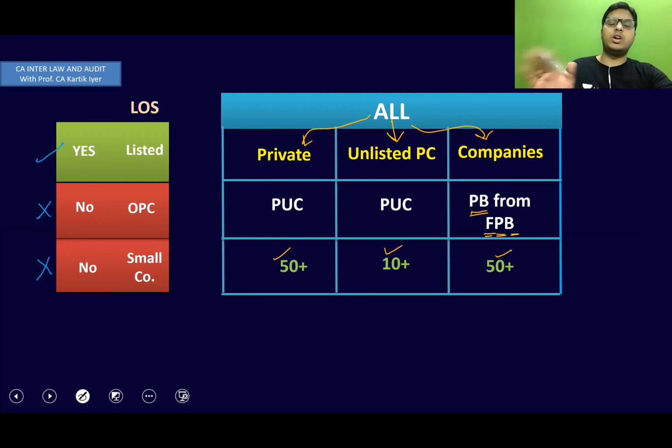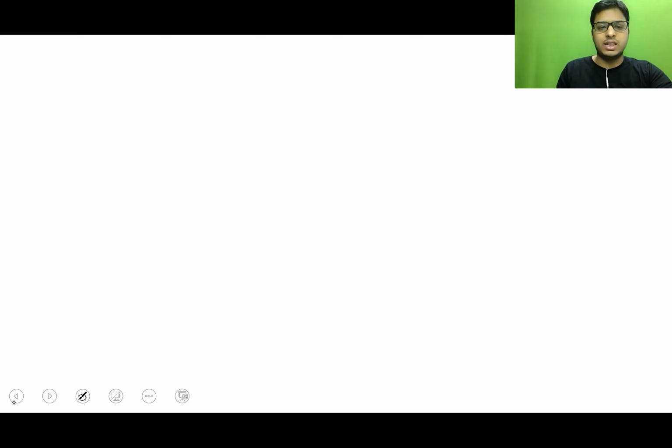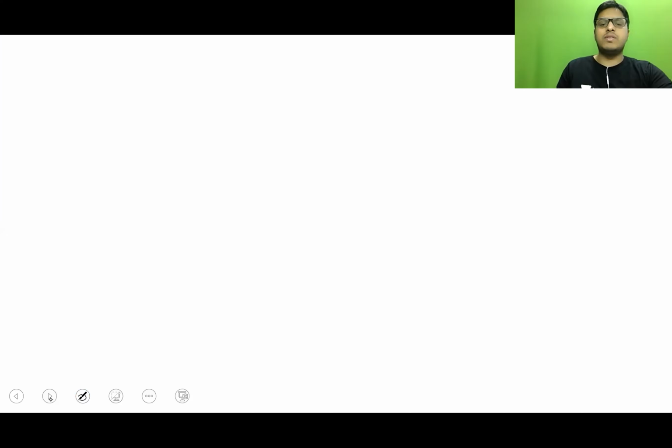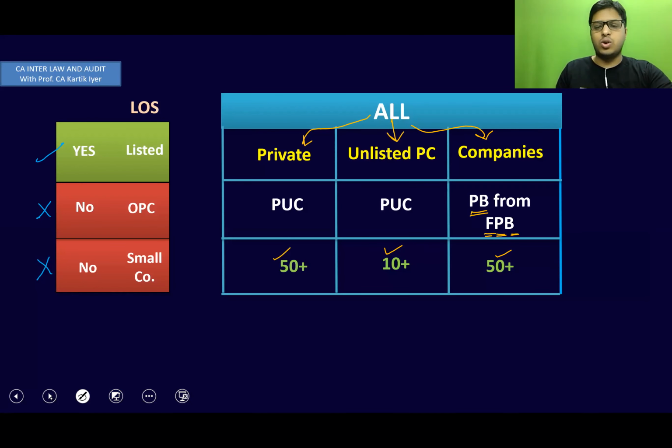Now, if I'm doing the audit of these companies, very simple. We had done this example in the class. Okay, I'm not going to go through the entire example, but we had done it in a very simplistic manner. I told you all, if it is a proprietorship firm, the proprietorship firm can take up the audit for one term, and if it is doing the audit of one of these companies, then it can take up the audit only for one term of up to 5 years. Okay, up to 5 years.